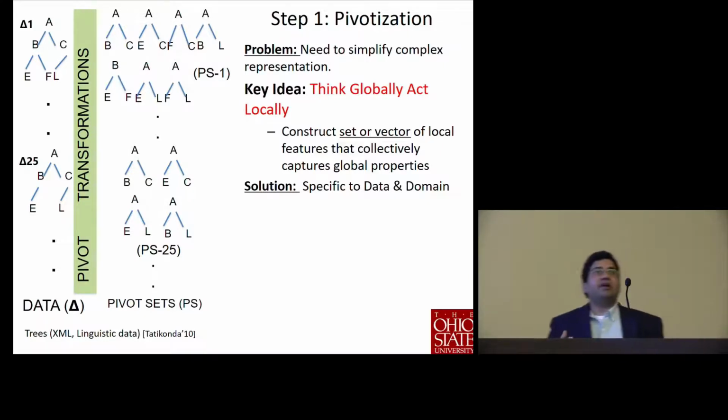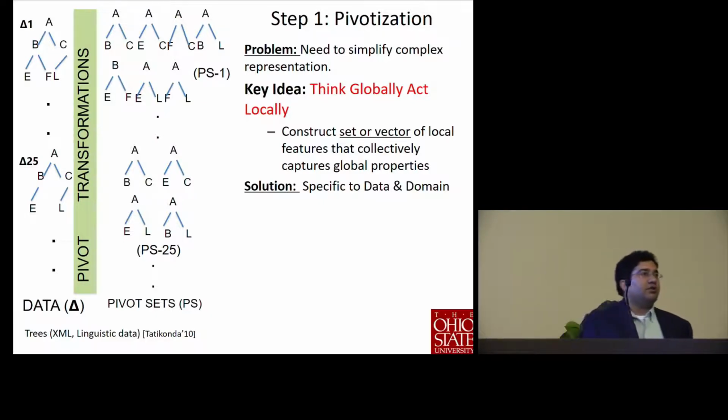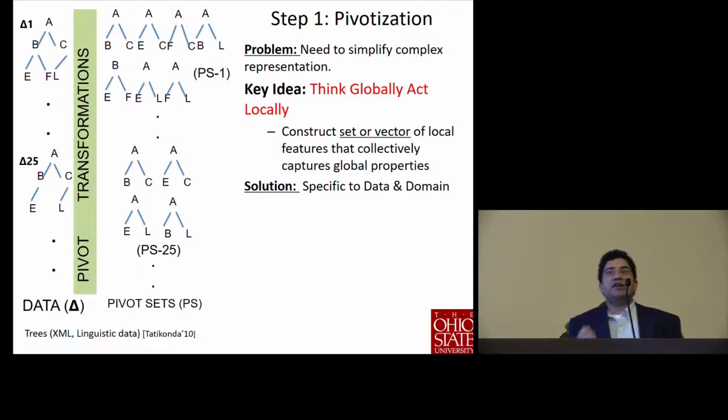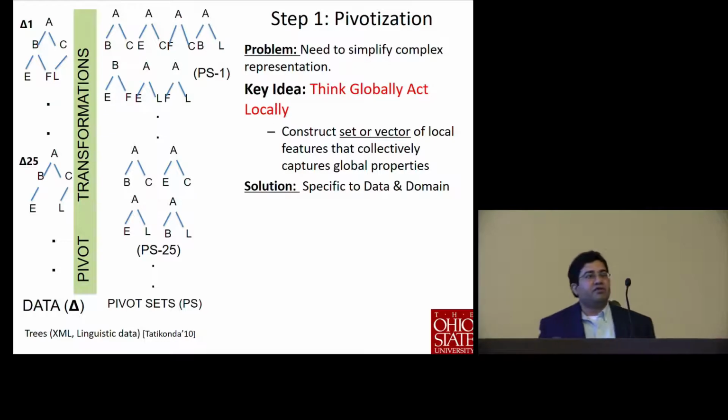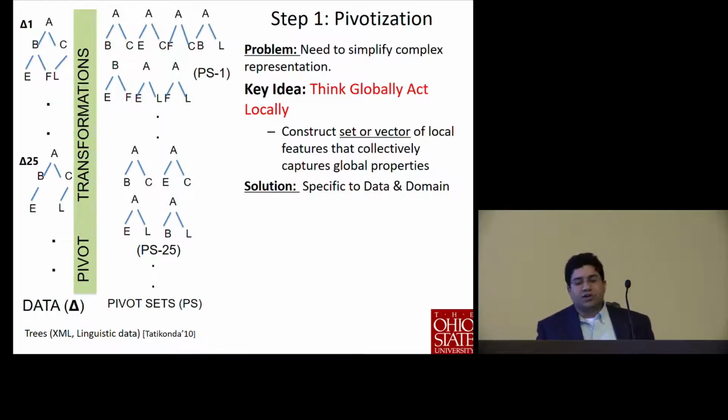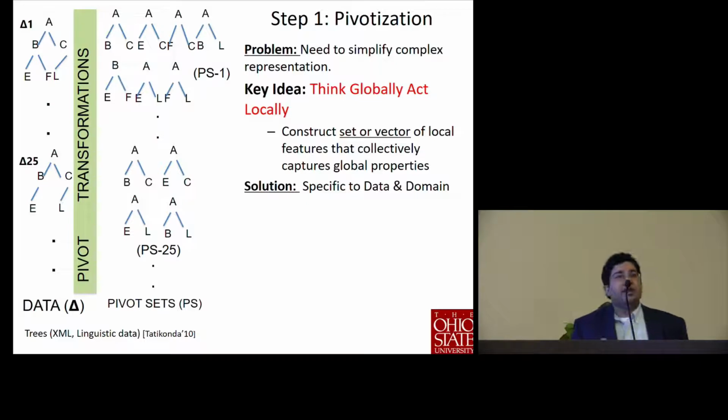So the first step, as I said, is something called pivotization. The idea here is there is a need to simplify data with complex structure. Our key idea in pivotization is to take this data with complex structure. It could be a tree, a graph, a DAG, or a tensor. The key idea is to think globally but act locally.